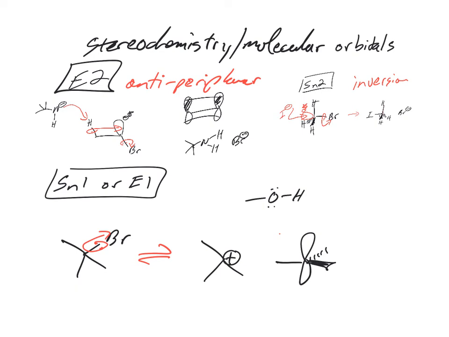So if I were to say, let's say my solvent was this, if it was going to act as a nucleophile in an SN1 reaction, it could come from the top or it could come from the bottom. And that would give me a racemic mixture. So SN1 can give racemic mixtures. It doesn't have to, but it can.